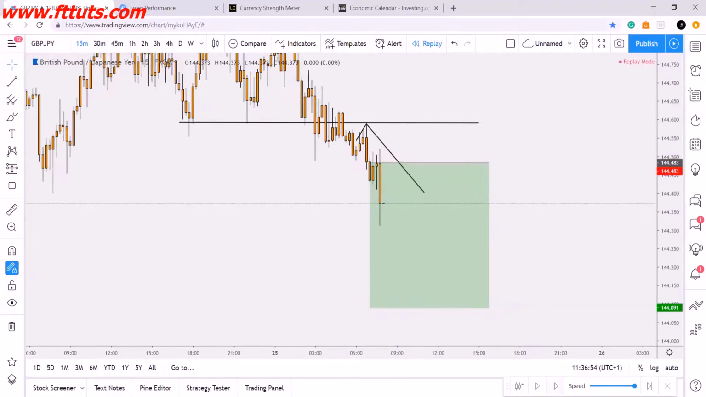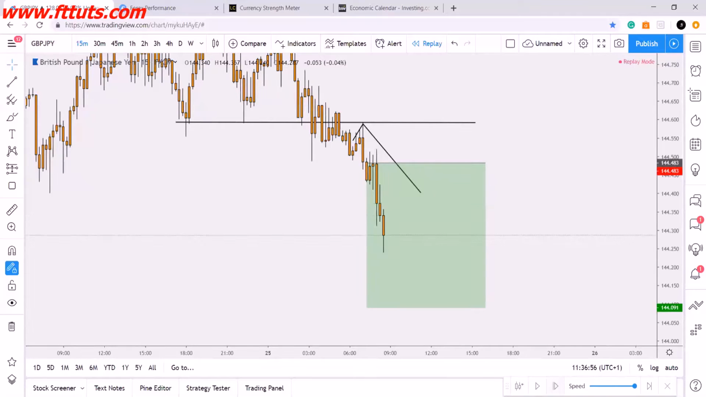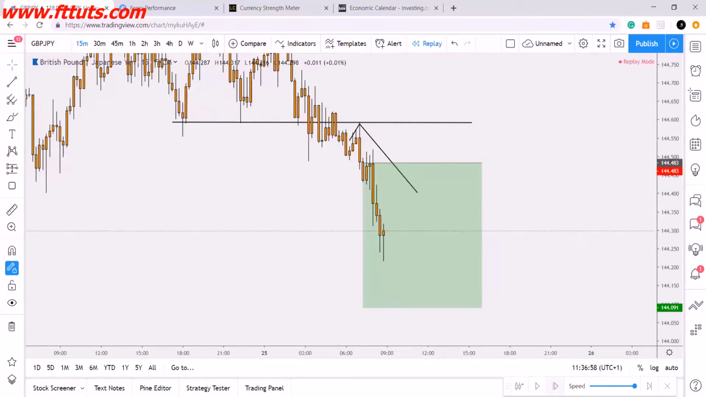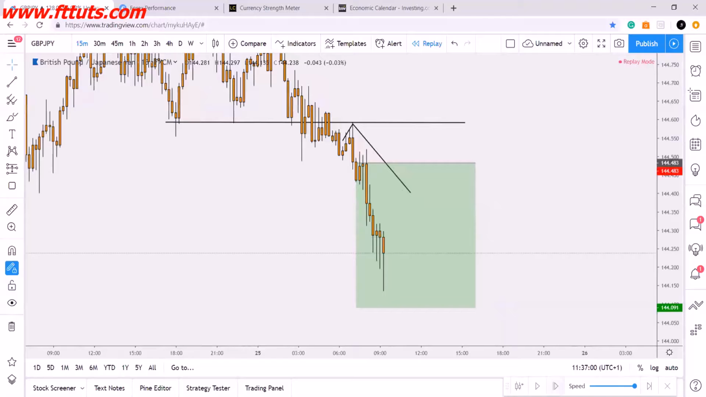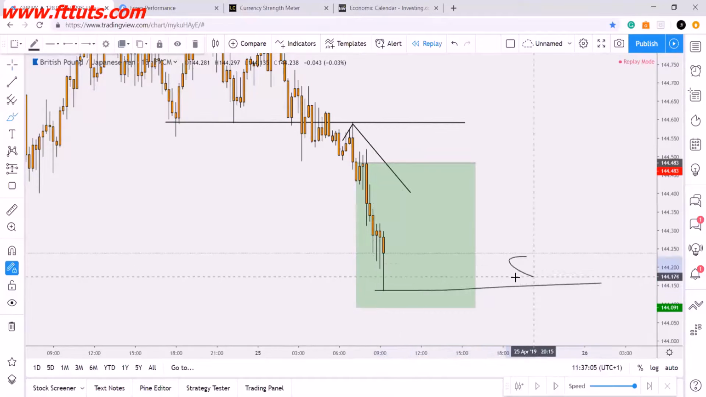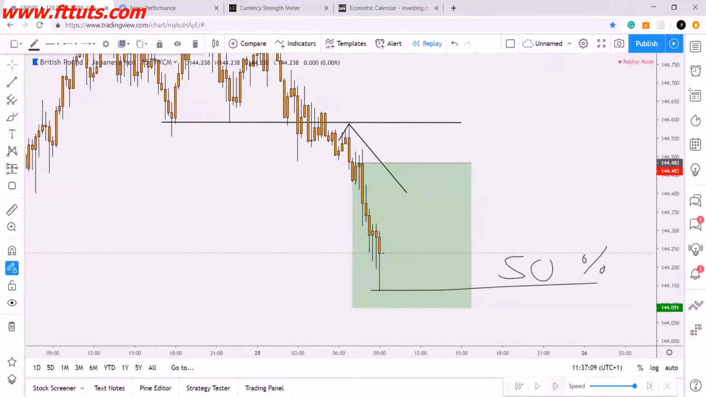Okay, let's see. This is good. Okay, so again, same thing. Price comes down here. I'm taking 50% off of this thing. I'm only running 50% of my risk now with 50% profits.